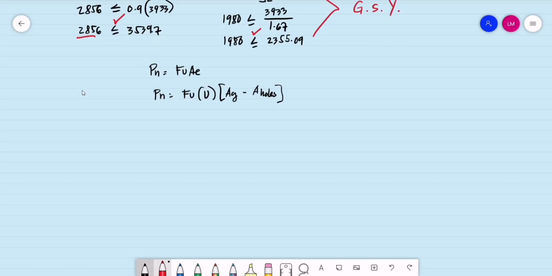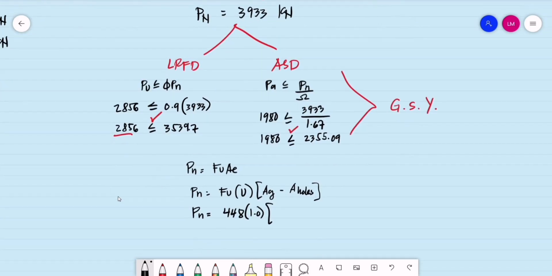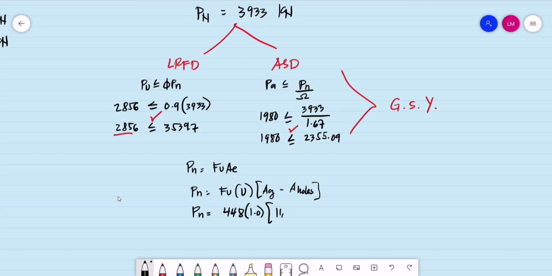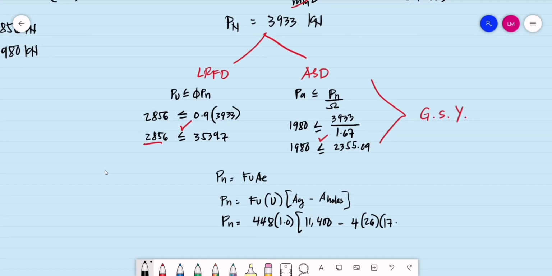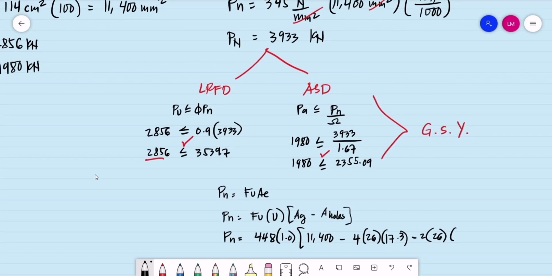So let's have the nominal strength equal to Fu. Recalling that value, that is 448 megapascals. Shear lag factor is 1.0. Gross area of our trial section is 11,400 square millimeters minus area of the holes. Four holes for both flanges, top and bottom flanges, with a diameter of 26 millimeters. Then the thickness of the flange is 17.3. Then minus 2 holes, diameter of the hole is 26, the thickness of the web is 10.7.